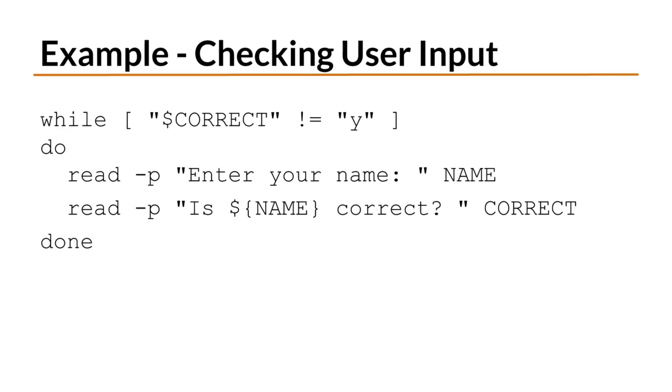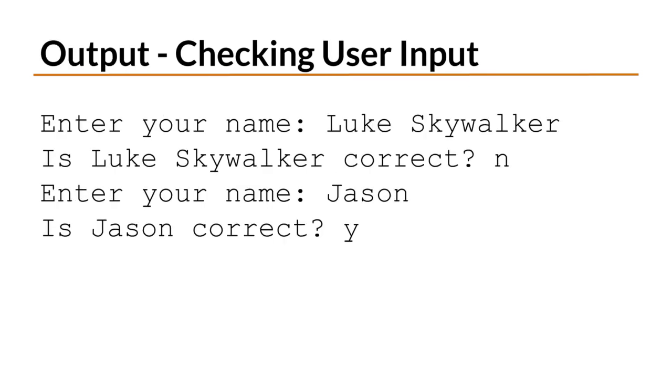When the correct variable is set to lowercase y, the loop is complete and the script continues after the while loop. Here's what running this script would look like. The first time the loop executes, something other than y was entered, so it repeats the loop. Once y is entered, the loop exits.